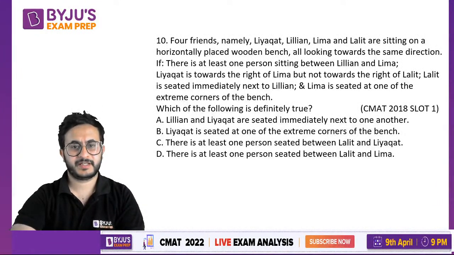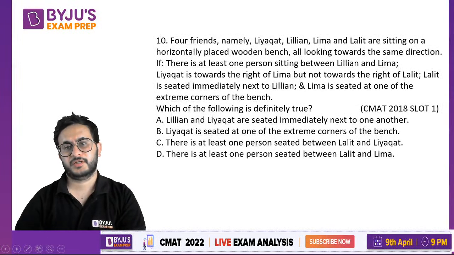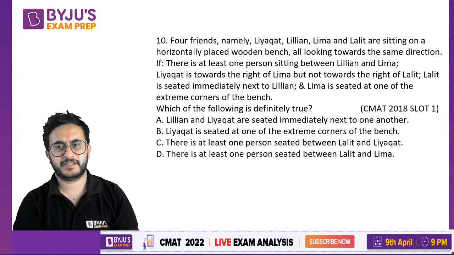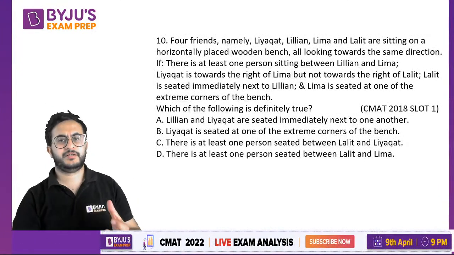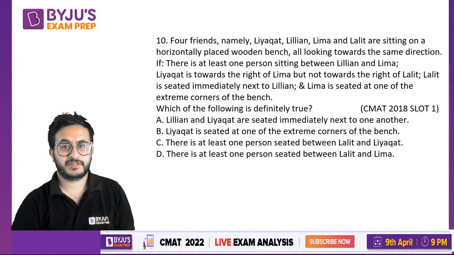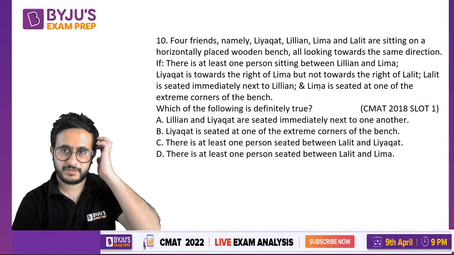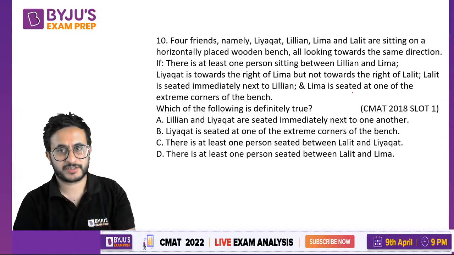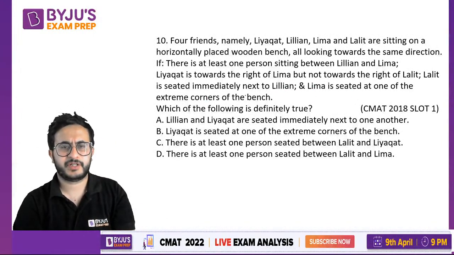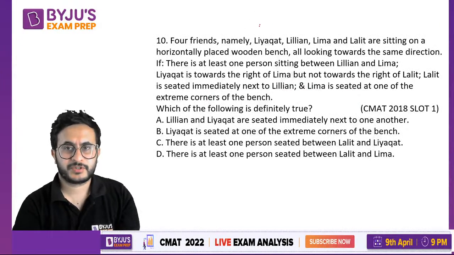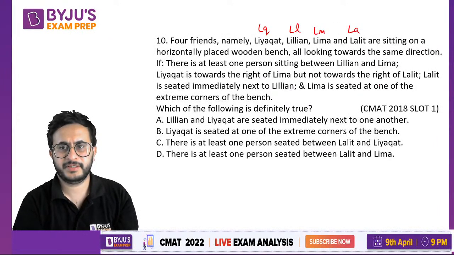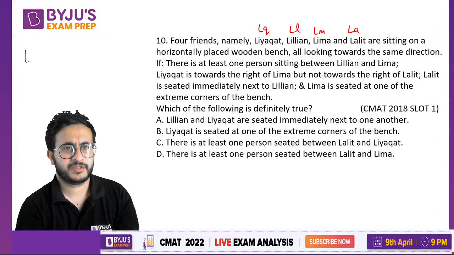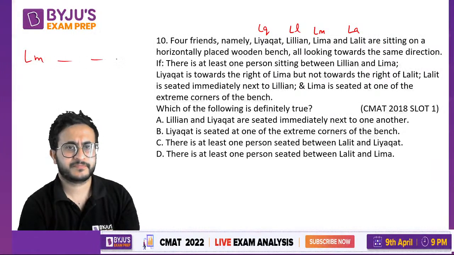So let us make this arrangement. It says that Lima is seated. See, in an arrangement, what we must see is that we start with some fixed position, right? So Lima is seated at one of the extreme corners. So we will put her at left corner, right corner, and so on. Okay, so Lima is at one of the extreme corners. So let us make two cases.